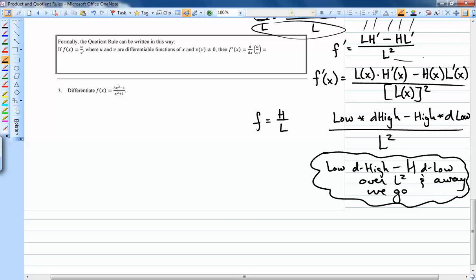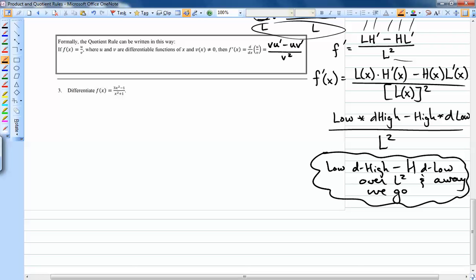So let's do an example with it. Oh, and the way that it would appear here, this has a u and a v instead of a high and a low. So the derivative is going to be the low times d high, the derivative of the high, minus high times the derivative of the low, over low squared, like that.